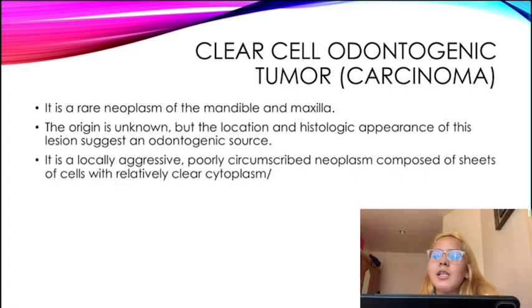So the next is clear cell odontogenic carcinoma. It is a rare neoplasm of the mandible and maxilla. The origin is unknown, but the location and histologic appearance of this lesion suggest an odontogenic source. It is a locally aggressive, poorly circumscribed neoplasm composed of sheets of cells with relatively clear cytoplasm.